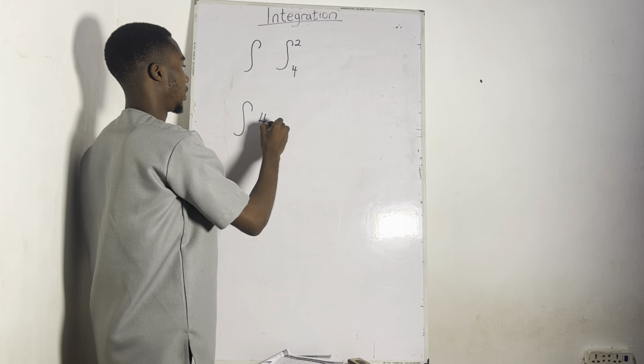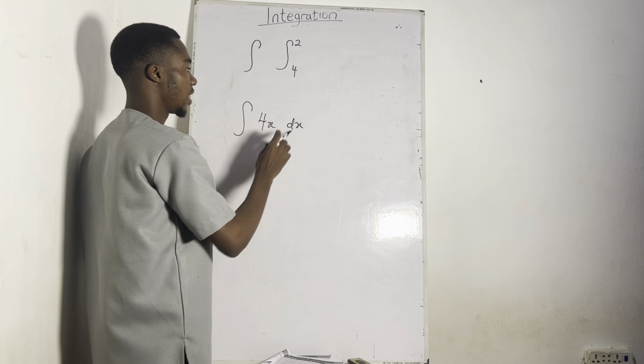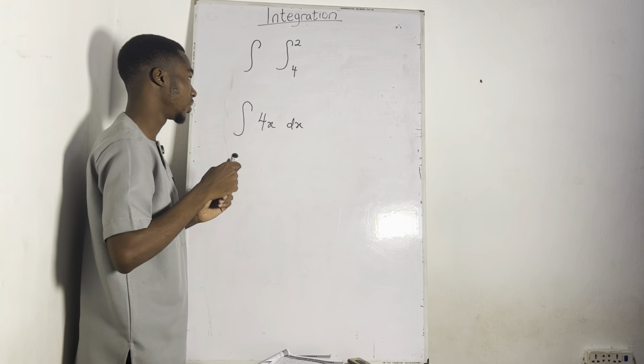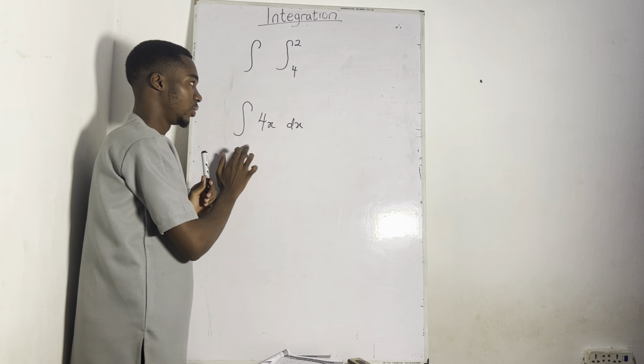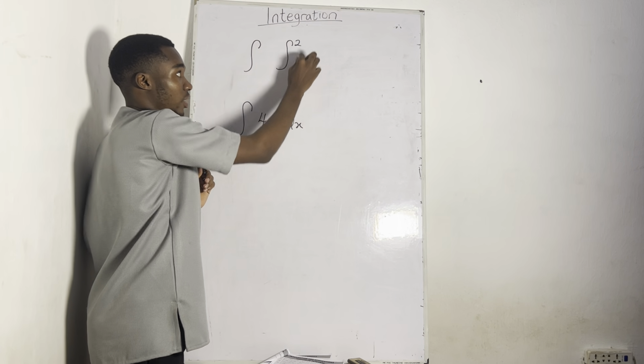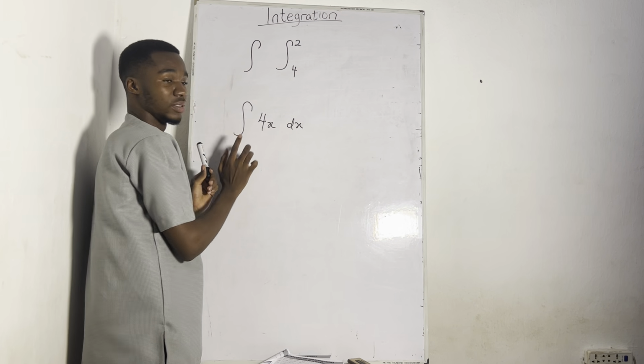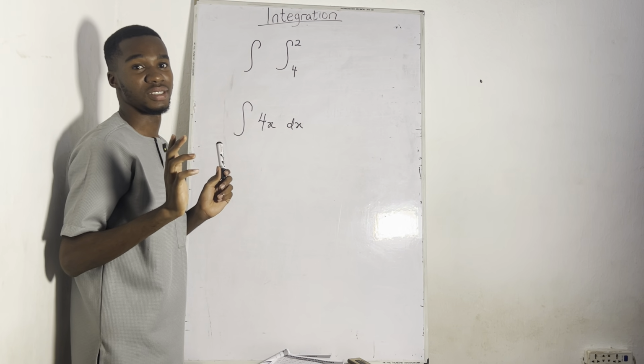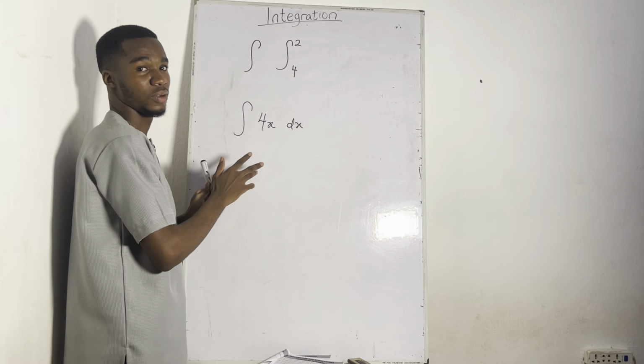So if you are given, let's say, a question like this, maybe 4x dx, then you're asked to integrate this. Once you don't see any number here, do you get it? The way you have 2 here and you have 4 here, this one you don't have anything here, then know that it's indefinite. There's a different way to solve a question like this.